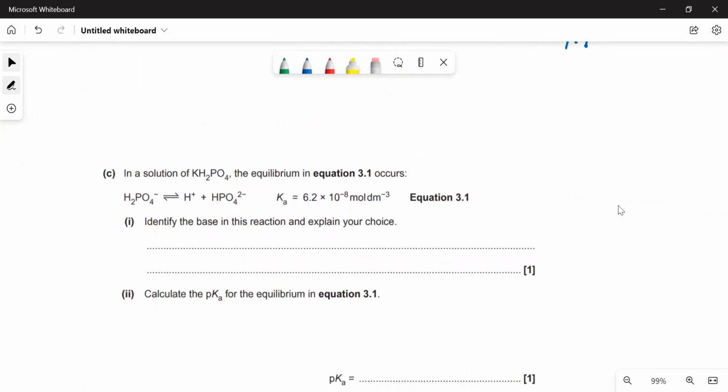So here we have the H2PO4 minus ion acting as a weak acid, isn't it? It's giving away an H plus. Look, this is the proton donor, this is the acid. As the reaction goes backwards, that thing is acting as the base because it reacts with an H plus ion. So the base is HPO4 2 minus, and why is it? It is a proton acceptor.